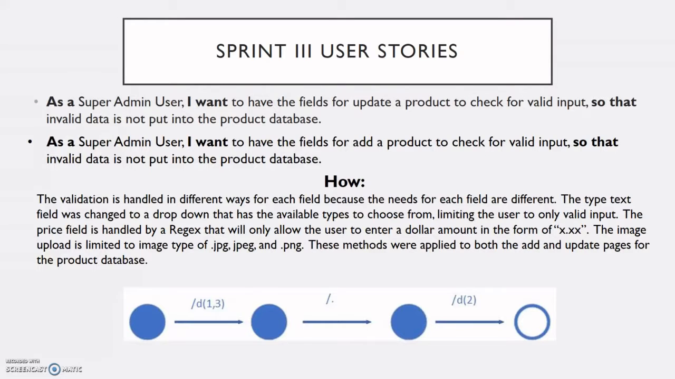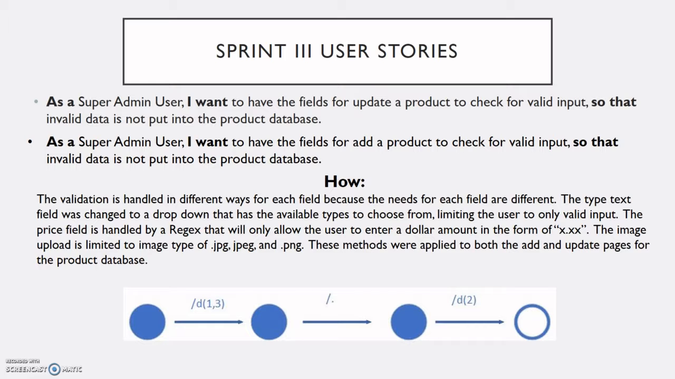How? The validation is handled in different ways for each field because the needs for each field are different. The type text field was changed to a drop-down that has the available types to choose from, limiting the user to only valid input. The price field is handled by a regex that will only allow the user to enter a dollar amount in the form of X.XX. The image upload is limited to image types of JPEG, JPG, and PNG. These methods are applied to both add and update pages for the product database.